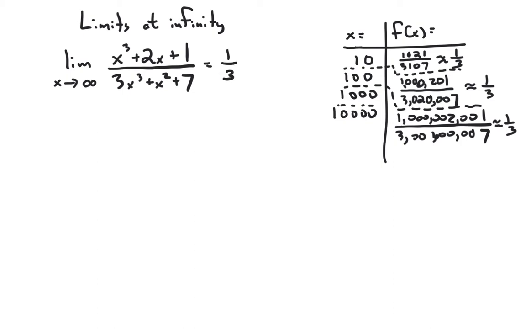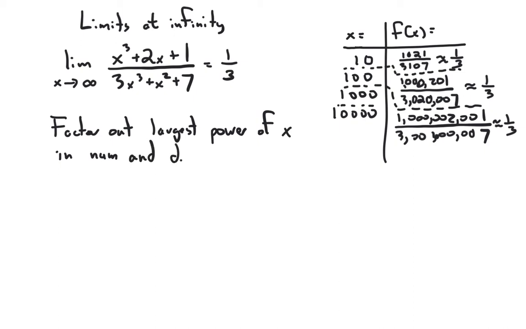Now, to do that a little bit more precisely, what we can do in some sense is factor out the largest power of x in the numerator and denominator. So the largest power of x in both of these is x cubed. And I'm going to even factor it out of the terms where we don't have enough x's. I'll just put it in the denominator for those terms.